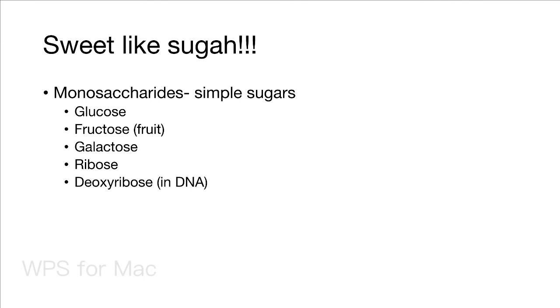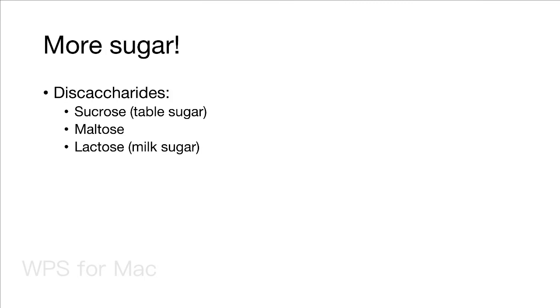So glucose is what our body uses most for energy. Fructose is found in fruit. Galactose is found in milk products. And then we have disaccharides, which means we're putting two things together. So sucrose is table sugar. And I don't want you guys to worry about what goes where because we're not biochemists. We have maltose and we have lactose, which is milk sugar.